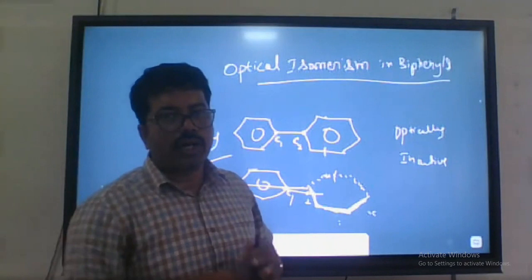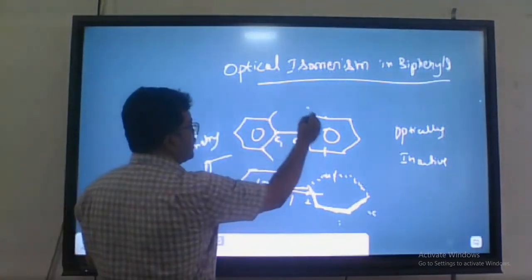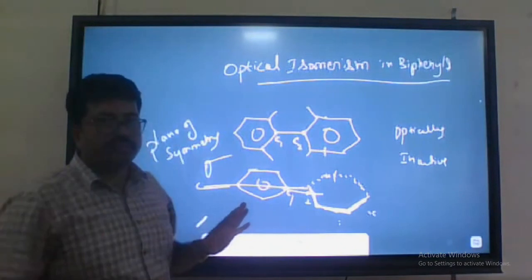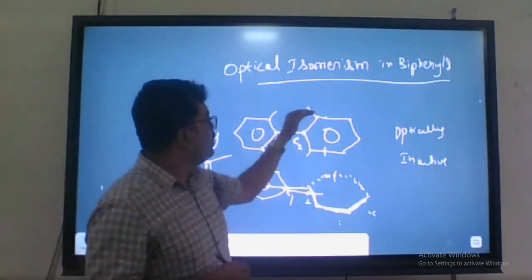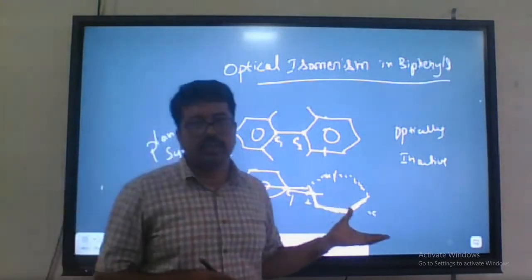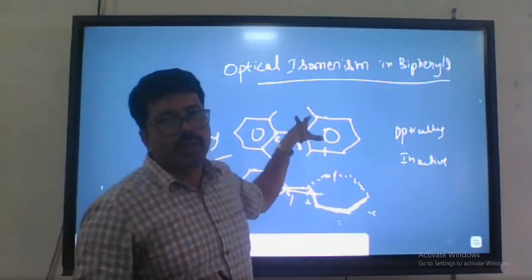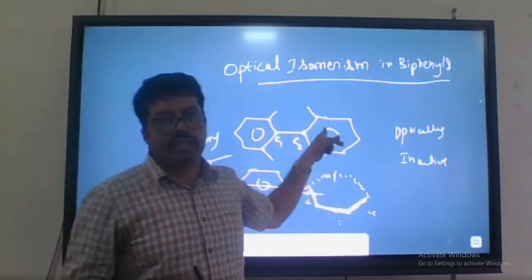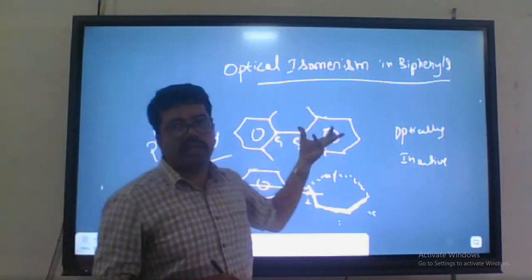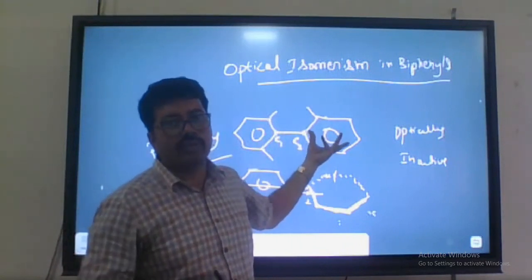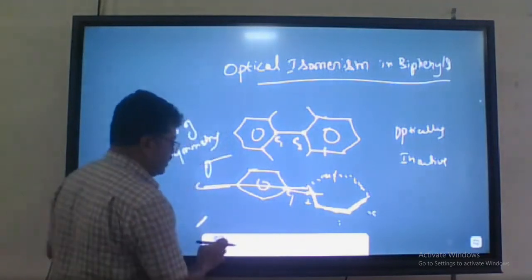Now, optical activity arises when the ortho position is substituted. If a bulky group is attached to the ortho position, we restrict the rotation due to repulsive force. That type of molecule shows atropisomerism.